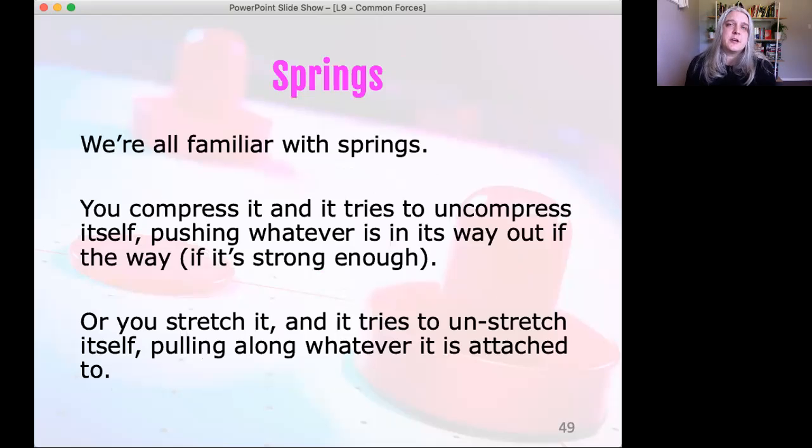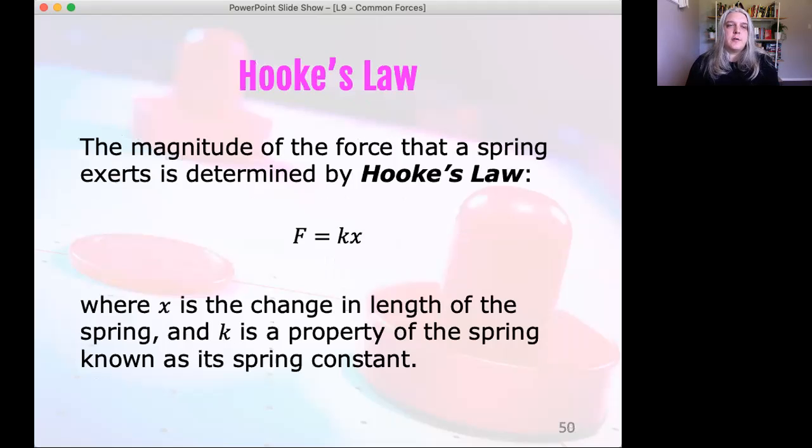So we're all familiar with springs. If you compress a spring, it will try to uncompress itself. It will push back against you as you're squashing it. And that should be no surprise given Newton's third law. And if you stretch it, it will try and unstretch, so it will pull on you as you pull on it. So again, Newton's third law should not be surprising there. So those are springs, but what sort of forces are involved?